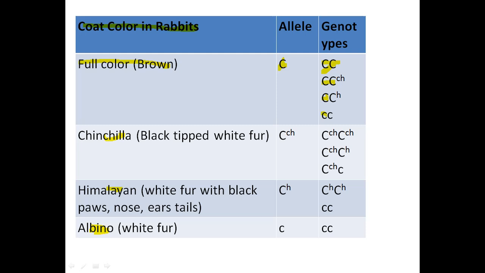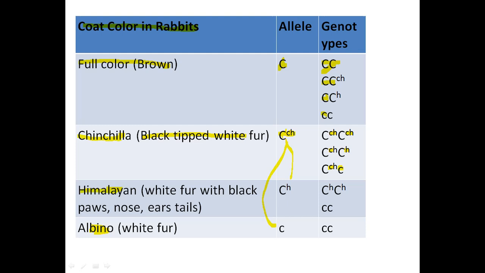Chinchilla coat color is the one with black tipped white fur. It is represented by the genotype C with the superscript ch. So C-ch is dominant over Himalayan, and also over small c. Any combination with either pure homozygous C-ch, or C-ch in a heterozygous condition with Himalayan, or with a recessive allele, the phenotype will be chinchilla rabbits.